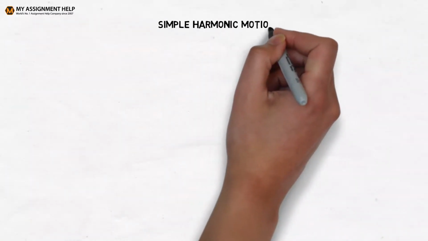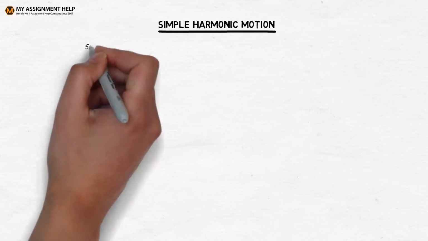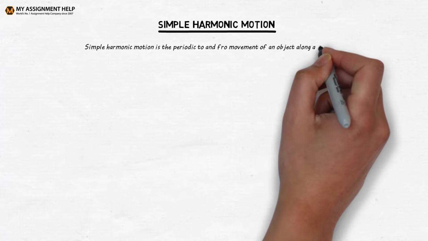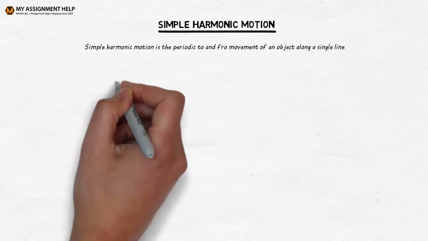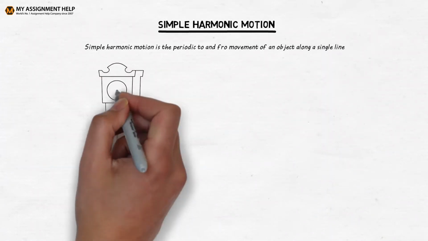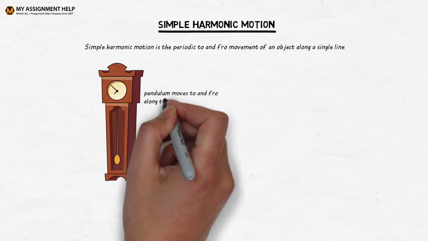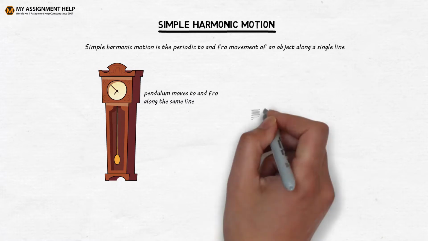Simple harmonic motion. Simple harmonic motion is the periodic to and fro movement of an object along a single line. Check out this pendulum here. When we swing it, the pendulum moves to and fro along the same line. This movement or motion is a simple harmonic motion.